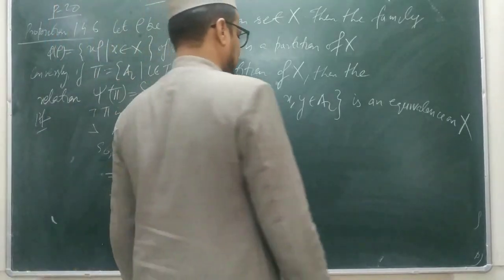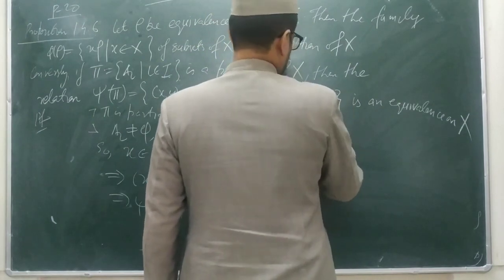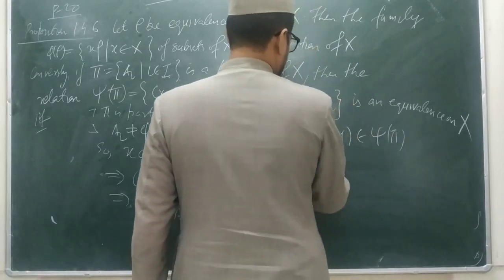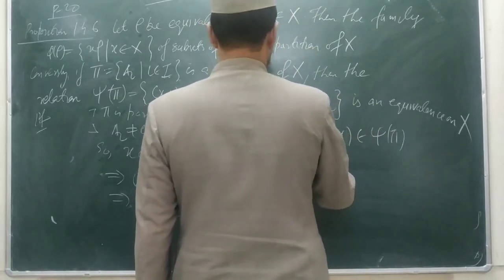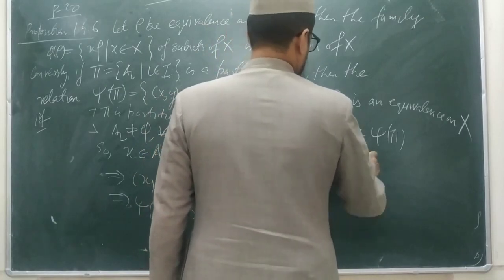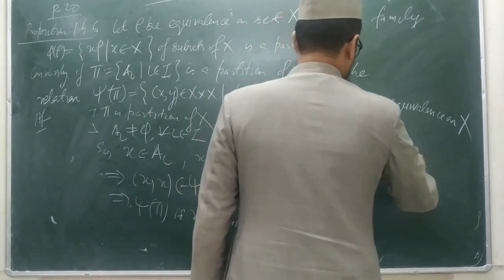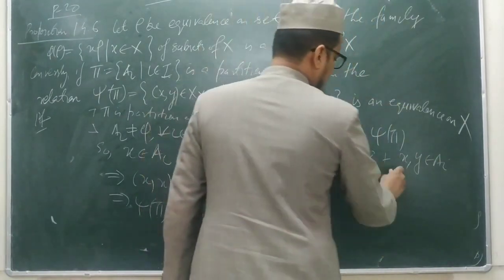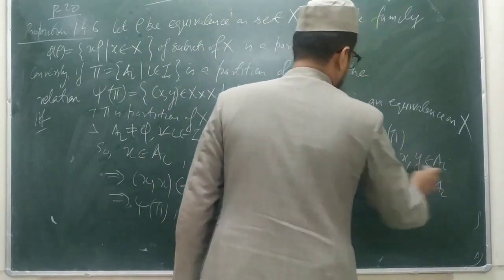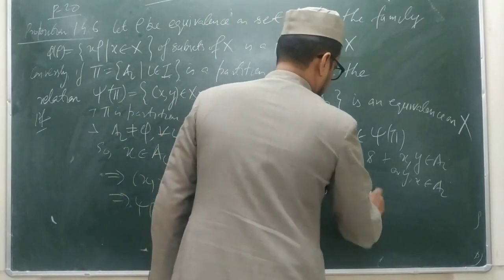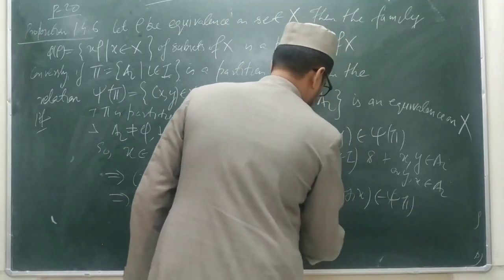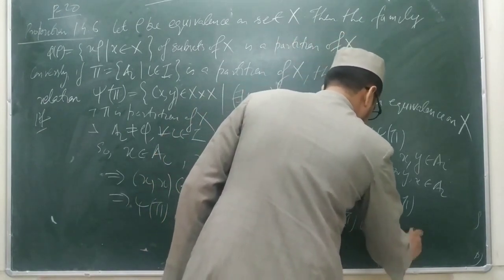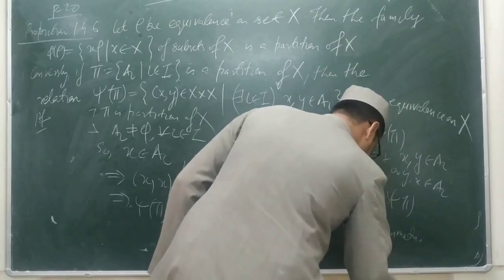Now you have to prove that psi pi is symmetric. So let (x, y) belong to psi pi. It implies that there exists i belongs to I such that (x, y) belongs to ai, or you can write (y, x) belongs to ai, both are the same. It means that (y, x) belongs to psi pi. So it implies that psi pi is symmetric. So in this way psi pi is symmetric.